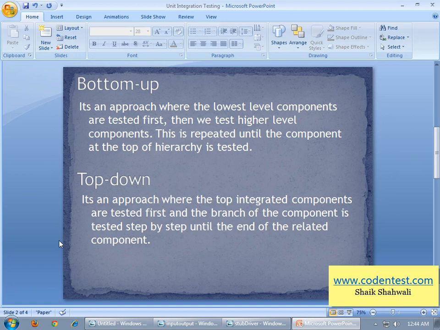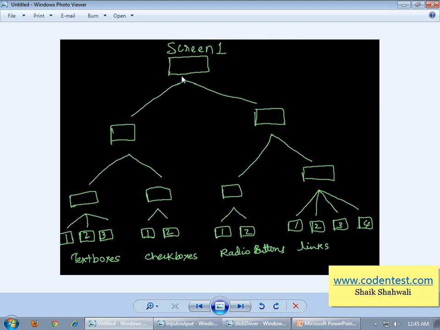And the next one is top down integration testing. It's exactly opposite to bottom up. Top down integration testing is an approach where top integrated components are tested first, and the branch of modules is tested step by step until the end of the related unit or component. Let's take the same example here. In top-down unit integration testing, the top integrated modules are tested first.